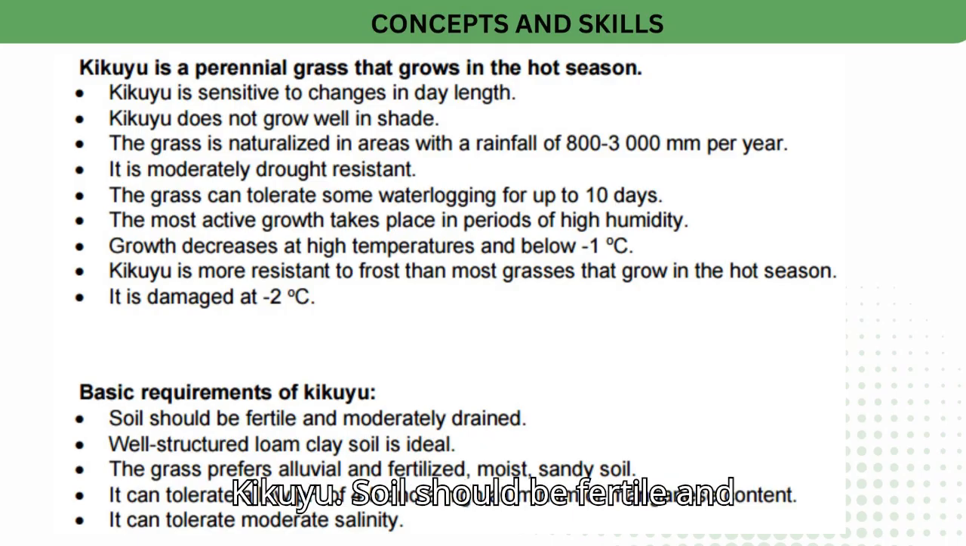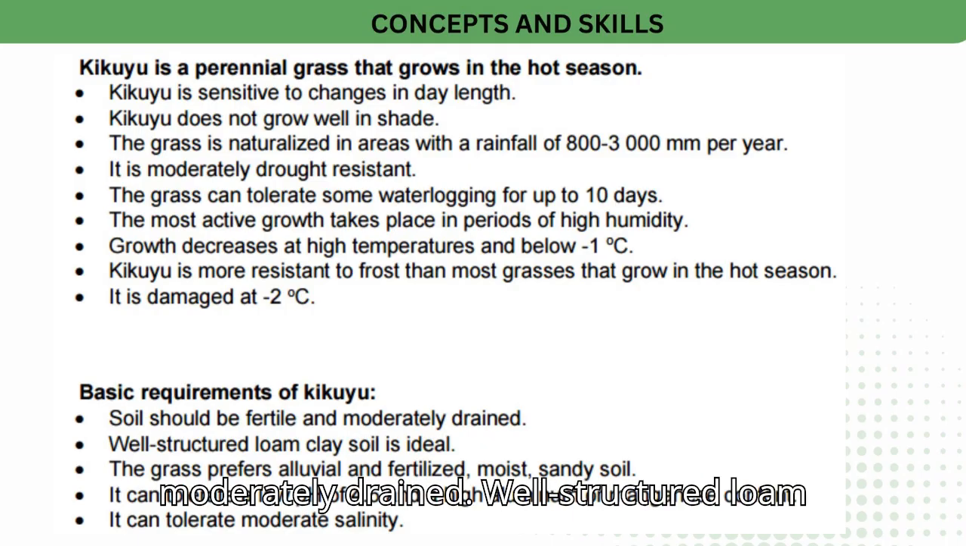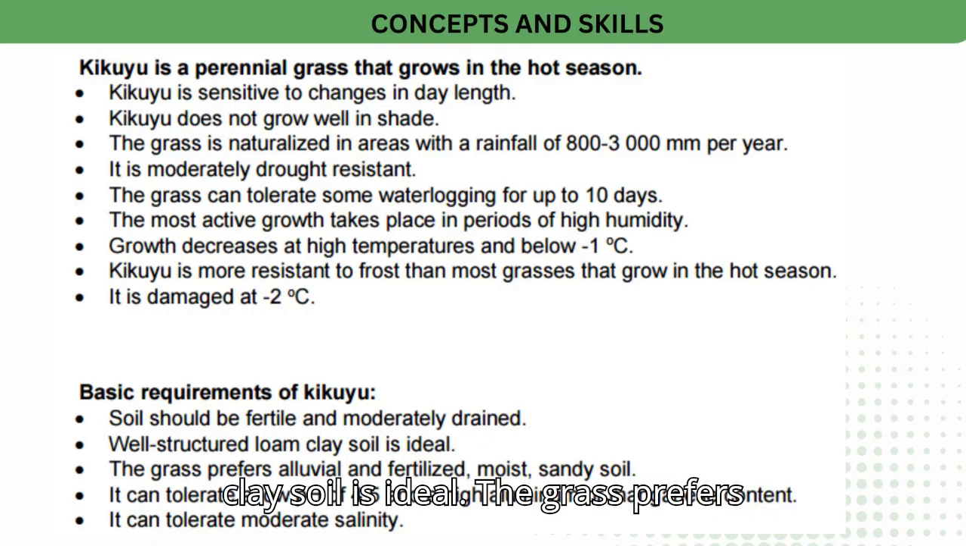Basic requirements of kikuyu. Soil should be fertile and moderately drained. Well-structured loam clay soil is ideal. The grass prefers alluvial and fertilized, moist, sandy soil. It can tolerate a low pH of 4.5 and a high aluminum or manganese content. It can tolerate moderate salinity.